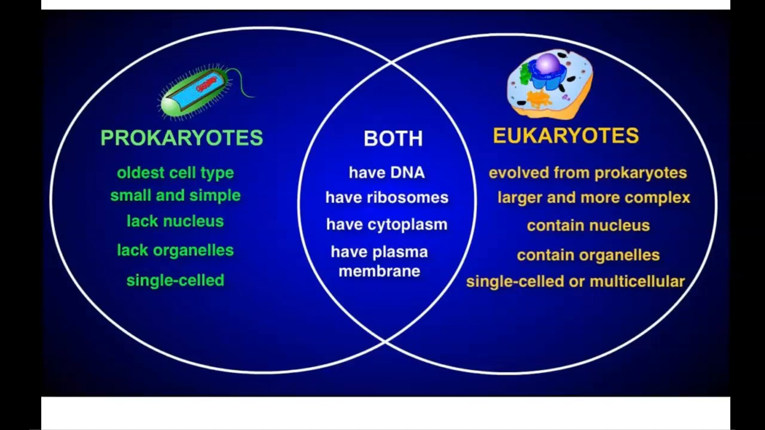They have DNA, ribosomes. If you remember learning about ribosomes, that's where proteins are made. So bacteria, they need proteins just like we need proteins. They both have cytoplasm. And of course, they both have a plasma membrane. They're very, very simple cells.